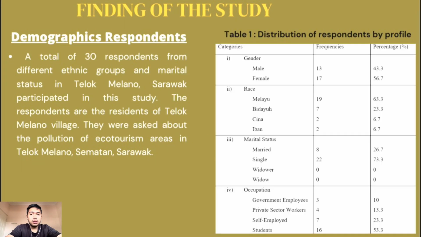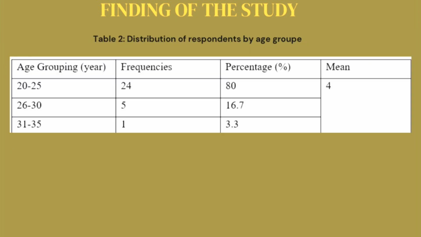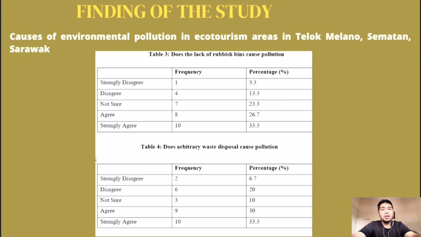A total of 30 respondents from different ethnic groups and marital statuses in Teluk Melano, Sarawak participated in this study. Table 3 shows the question about whether the lack of rubbish bins causes pollution. Most respondents answered strongly agree, which is 10 respondents. People litter for a variety of reasons, including a lack of public waste bins and overflowing dumpsters that are not collected regularly. Next, table 4 shows the question about whether arbitrary waste disposal causes pollution.